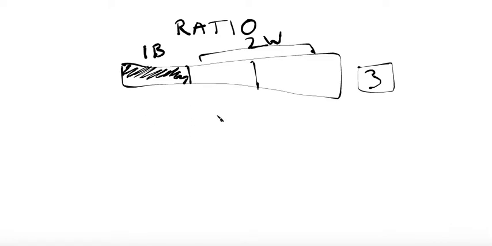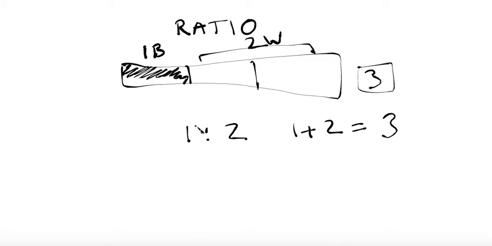Now, we can represent this relationship between black and white tiles in a ratio of 1 to 2, where 1 is black. For every one black tile, there's two white tiles. That's what that means. And we know there's three tiles in total, and therefore 1 plus 2 equals 3.